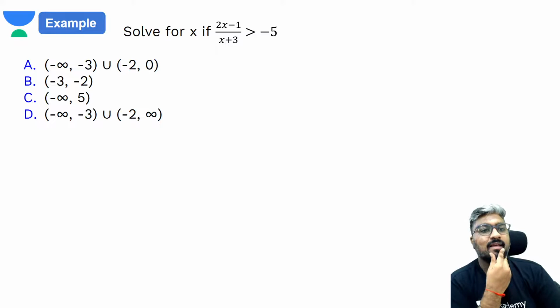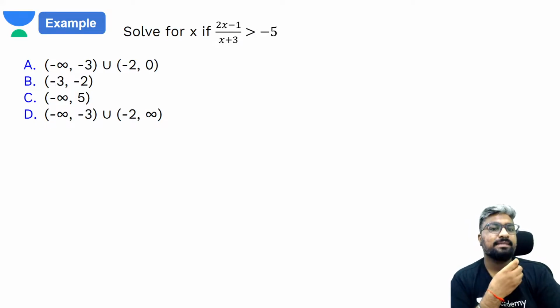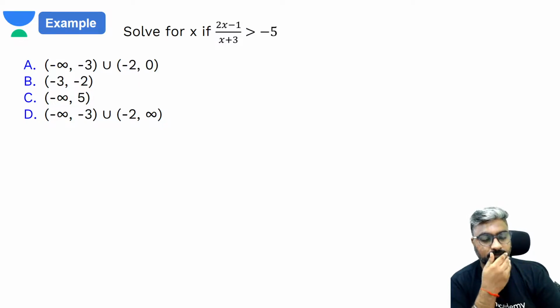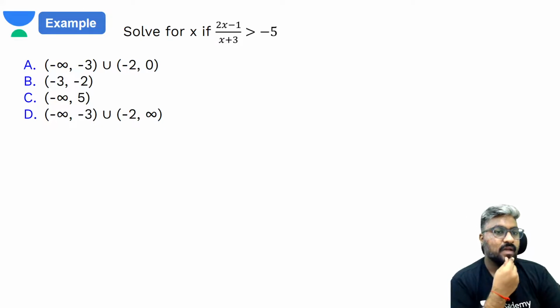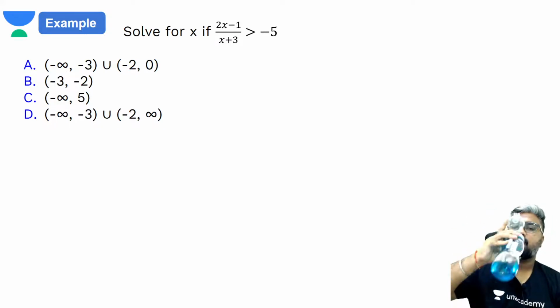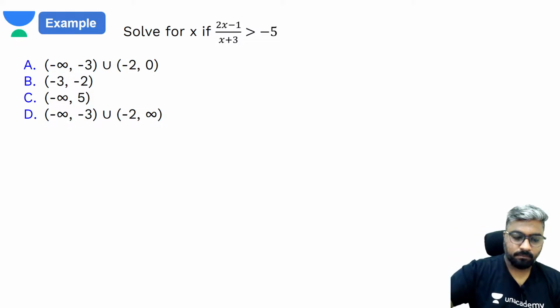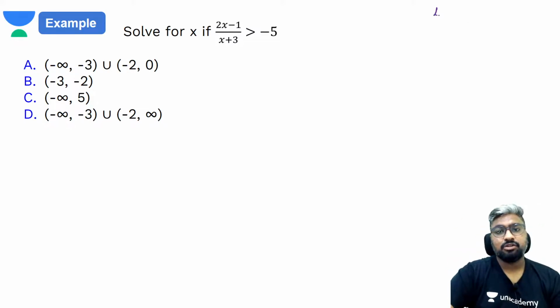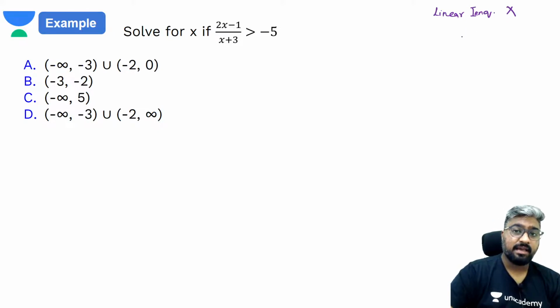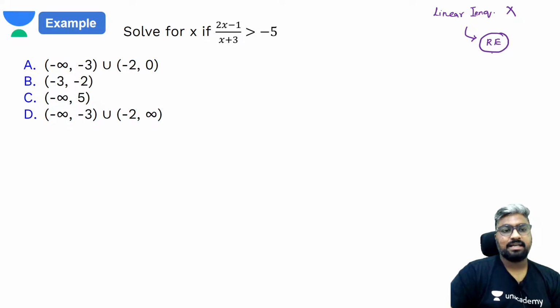Try this one. Solve for x if 2x minus 1 by x plus 3 is greater than minus 5. Try this out. Again, this is not a linear inequality. Ye linear inequality nahi hai. Yes. So you have to be very careful. If it is not a linear inequality, it's better to resort to reverse engineering. Reverse engineering karne se iska answer jaldi bhi niklega aur aapko kam takleef hoga.